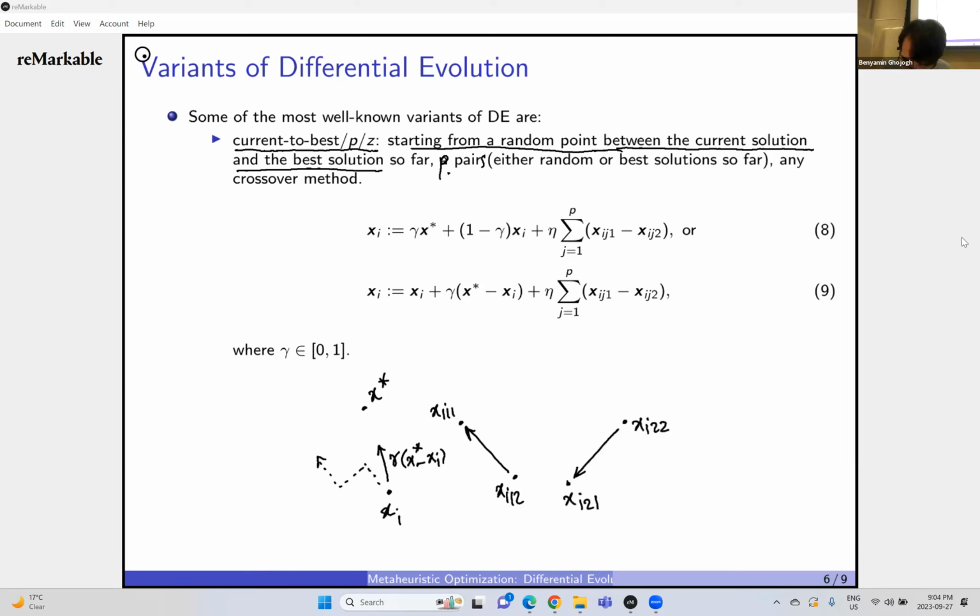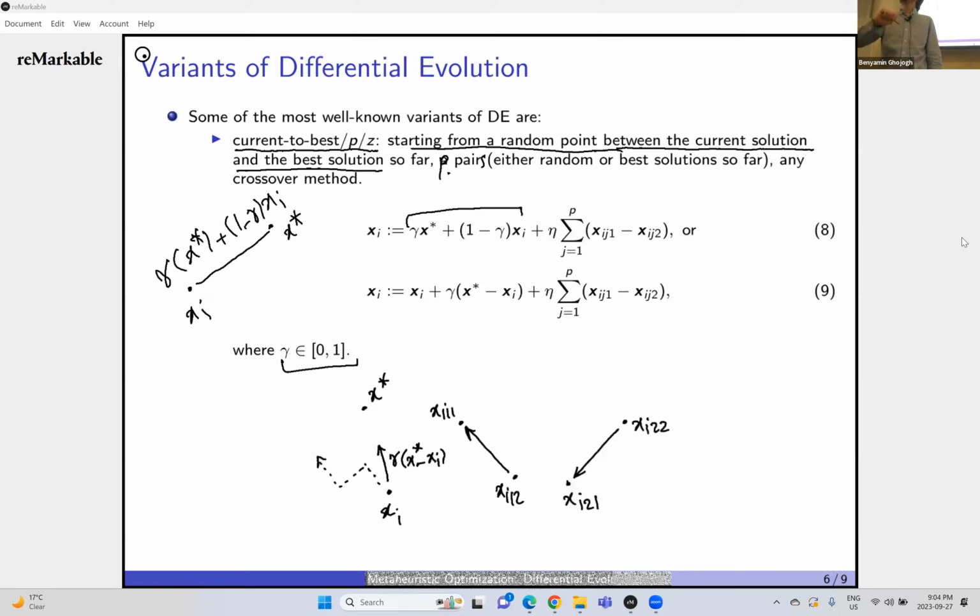We can implement it in two ways. Either gamma X star plus 1 minus gamma Xi, where gamma is between 0 and 1. What does it do? Assume this is Xi and this is X star. How can I write the equation of the line between Xi and X star? We can say gamma X star plus 1 minus gamma Xi.